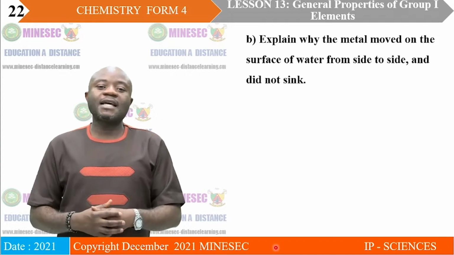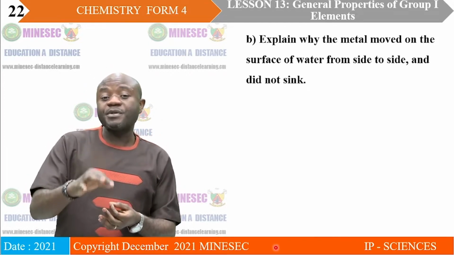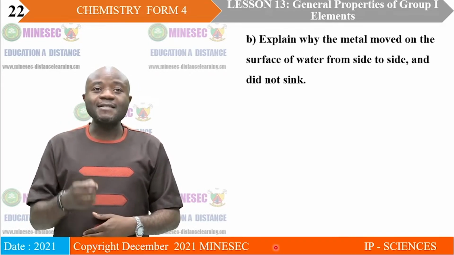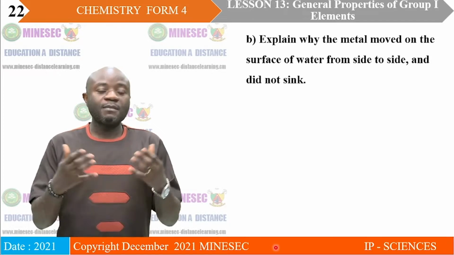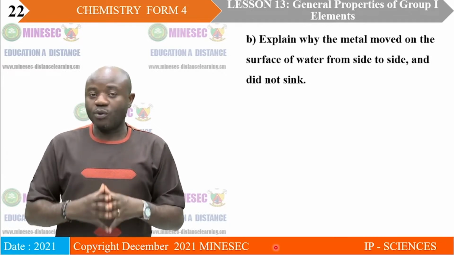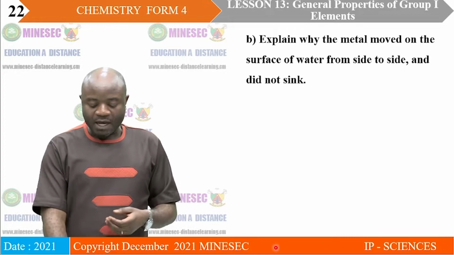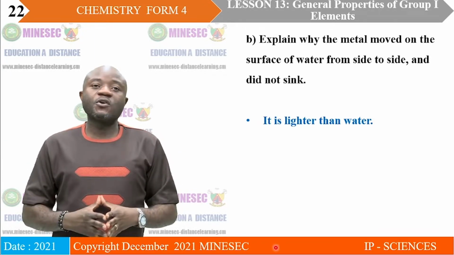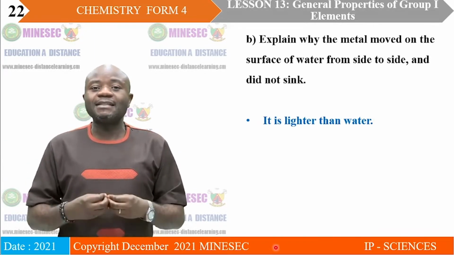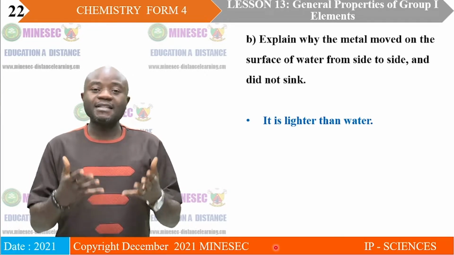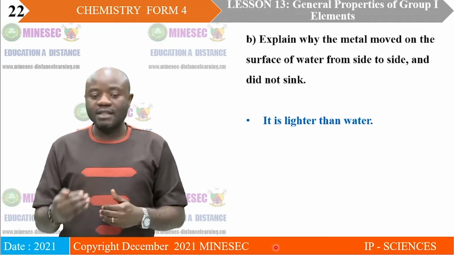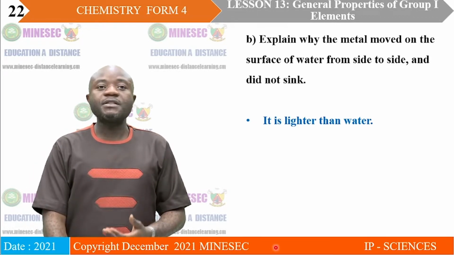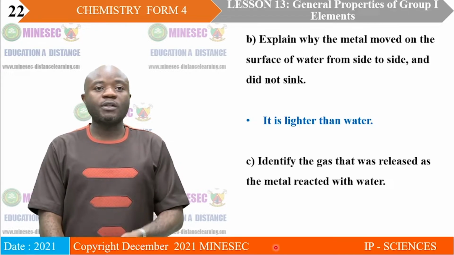Explain why the metal moved on the surface of water from side to side and did not sink. You know, metals like iron, if you take a piece of iron and drop it in water, it immediately sinks to the bottom of the water. But this was not the case with what we observed in the video. And the reason is because the metal is lighter than water. That means the density of this metal is lower than that of water.